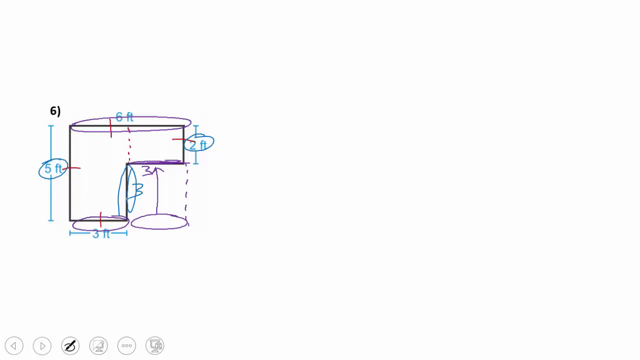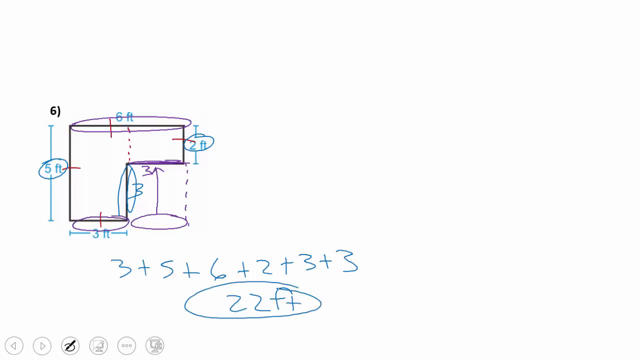Adding them all up, I have 3 plus 5 plus 6 plus 2 plus the 2 3s we already found. And when I add all that together, I get 22 feet as my perimeter. Thanks for hanging with me, ladies and gentlemen.